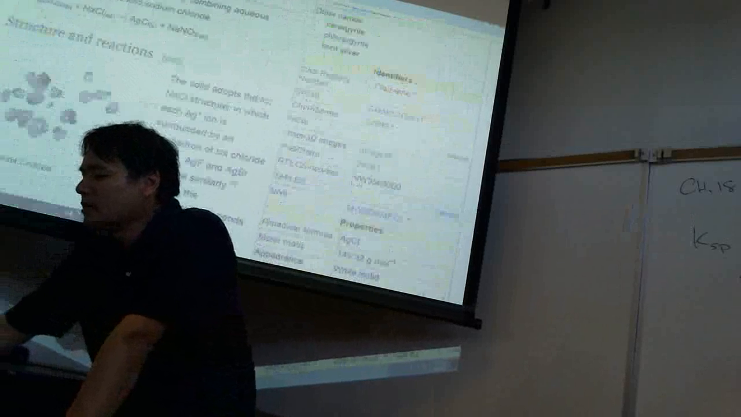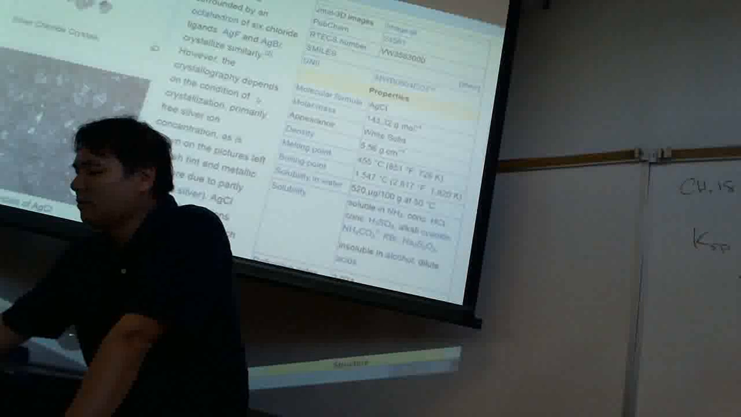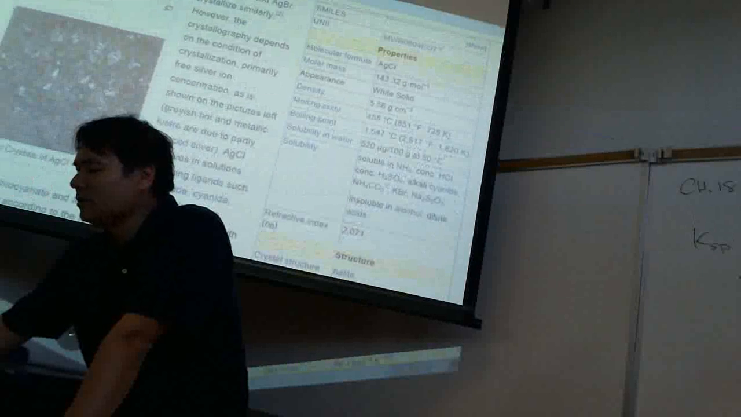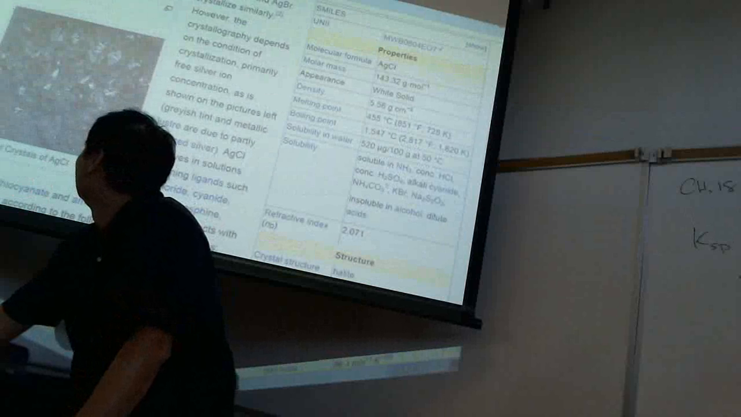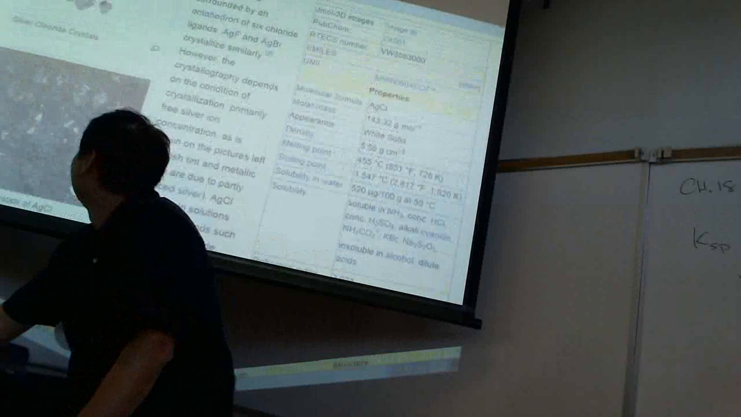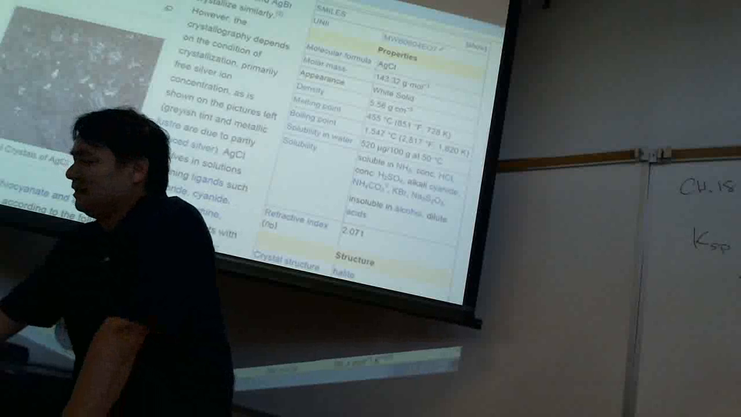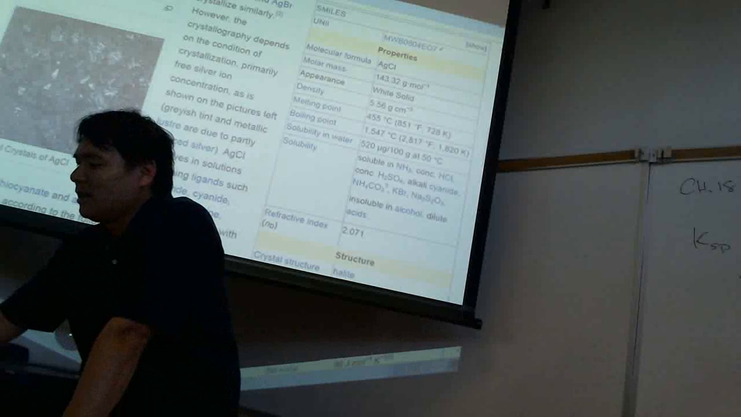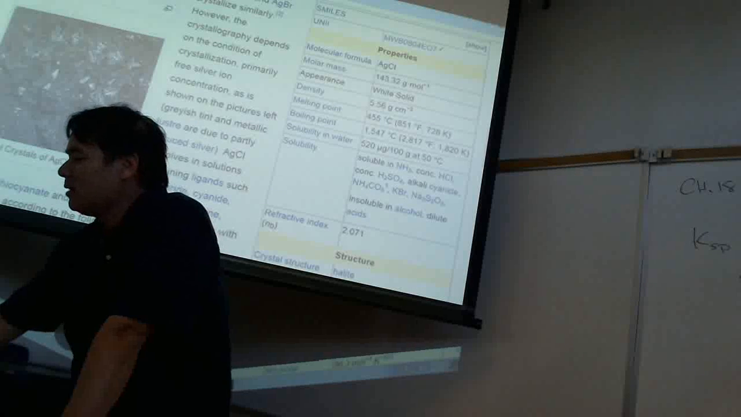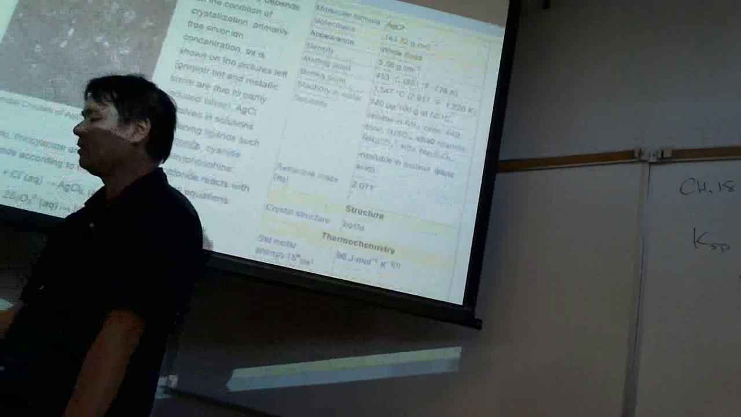Well, anyway, let's continue on here. Here's some nice crystals of silver chloride, but the color looks off, doesn't it? What color is that? Silver chloride is what color? White. Well, anyway, I just wanted to look at the solubility.